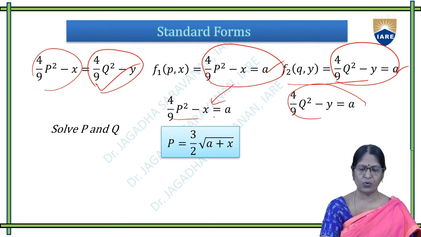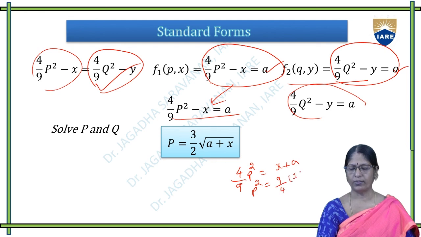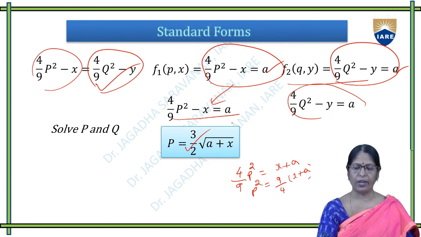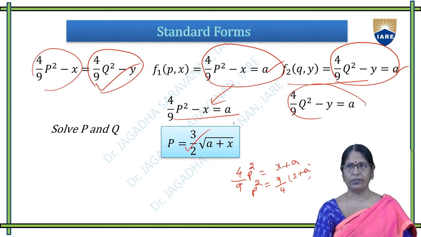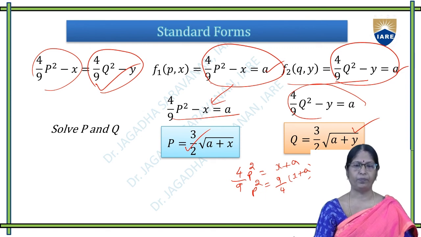So from which easily we can get it: 4 by 9 P square equal to X plus A. So P square equal to 9 by 4 X plus A. So P equal to square root of, that is 3 by 2 root of A plus X. In a similar manner, here we obtained capital Q equal to 3 by 2 of square root of A plus Y.